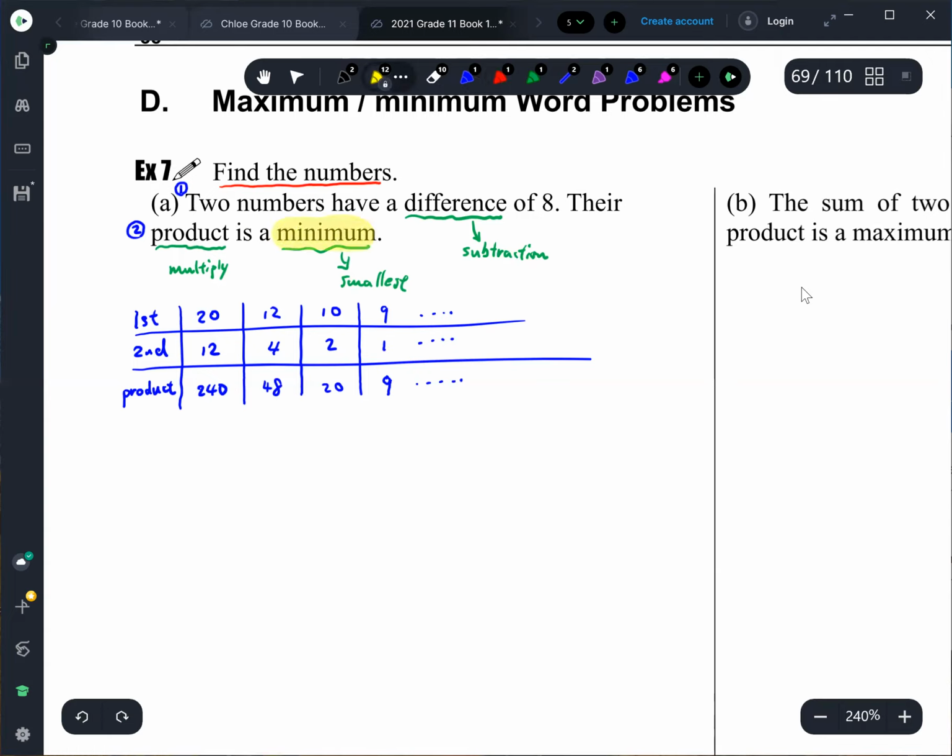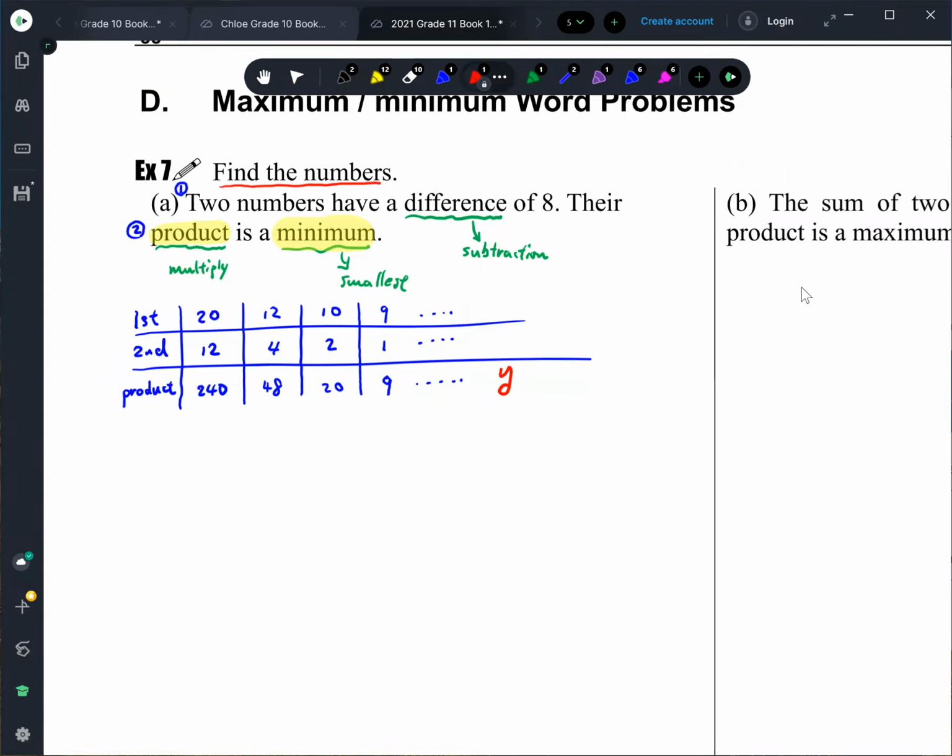Remember, minimum value is the lowest. Maximum value will be the highest. So whenever you have highest, lowest, you use the Y to represent. We want the product to be minimum, so our product is the Y. That's how you choose. And then the other two numbers, you can call it M and N.